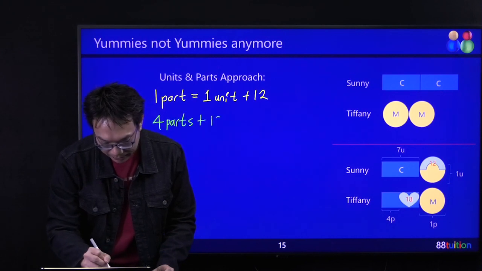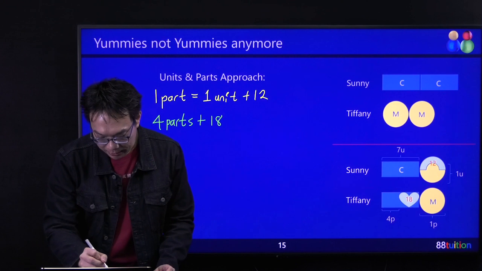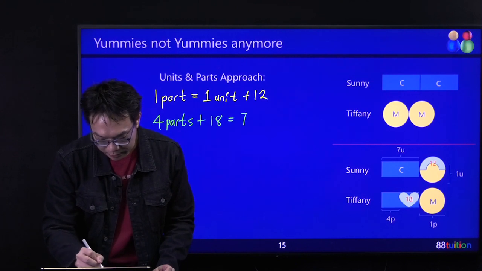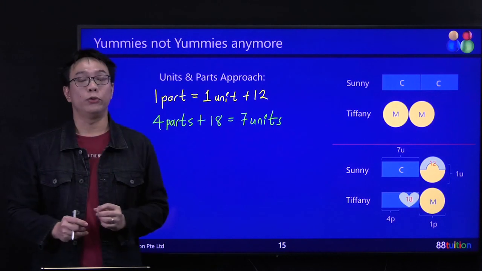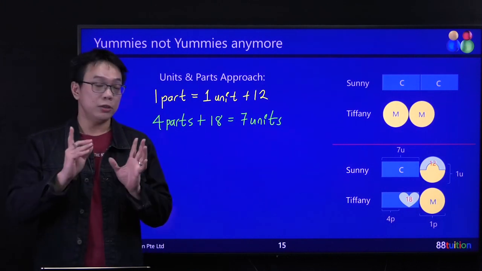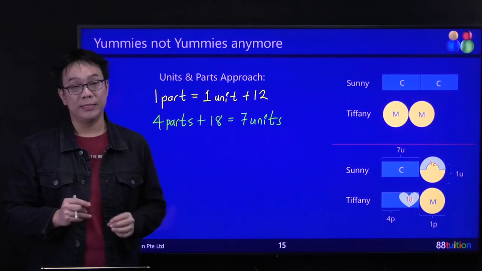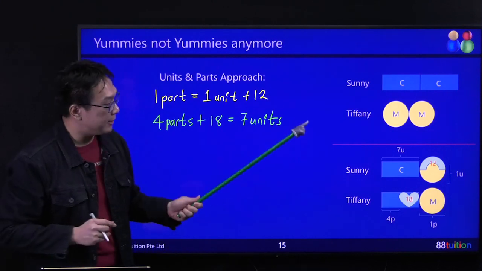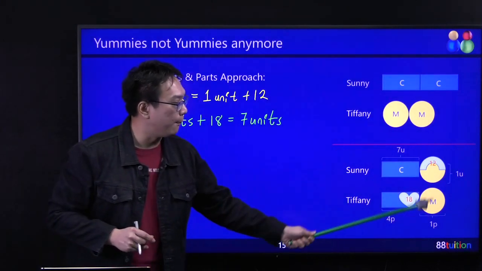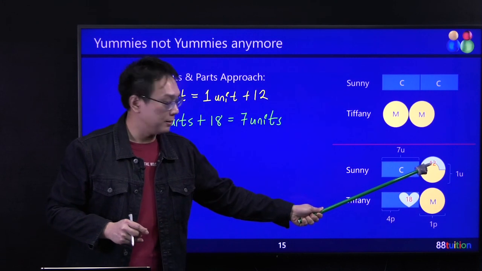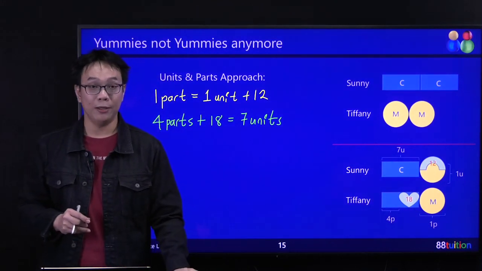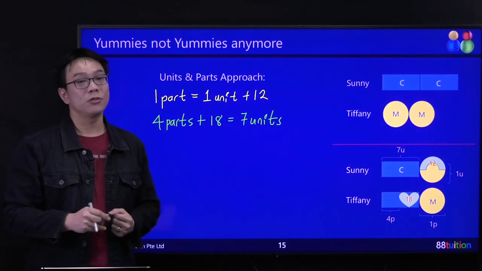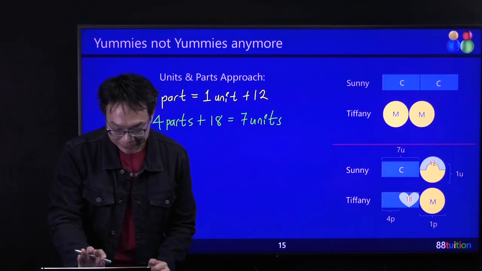Plus the 18 that Tiffany ate, the candies, that will give you 7 units. So these are the two very important statements you have to come up with yourself. Many students have problems coming up with these two statements. So the best thing is to draw nicely and compare the muffin with the muffin and the candies with the candies. Is that okay? If that's okay, I think most of you know how to progress from here already.